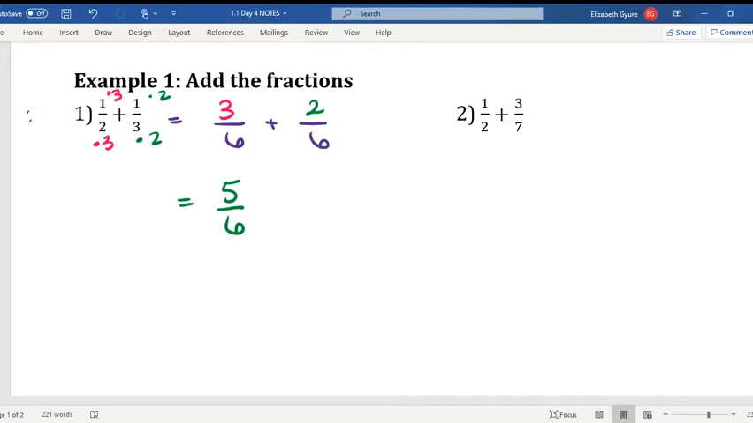And if you can ever reduce it at the end, you should. Is 5 over 6 something that can be reduced? No. So that is just good the way it is. How can you tell if something can be reduced, Jaden? How do you know if you have to reduce it? Yeah, if you can divide the numerator and the denominator by the same number, then it needs to be reduced. Okay, so yes, Dallas.